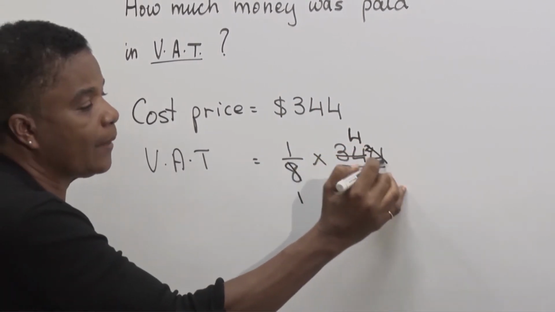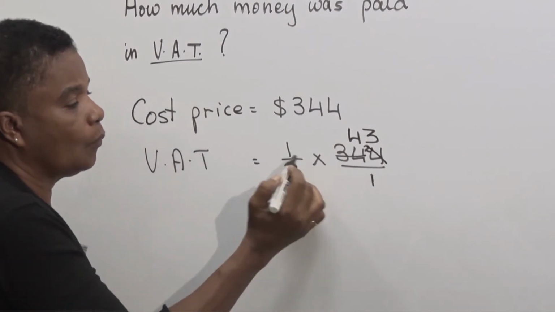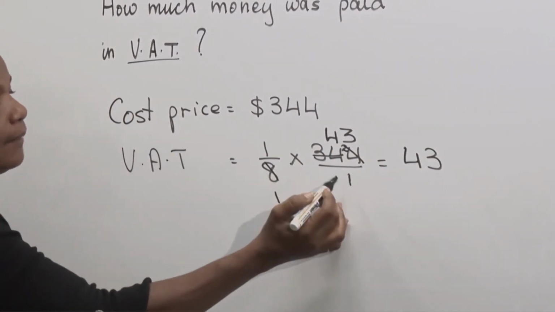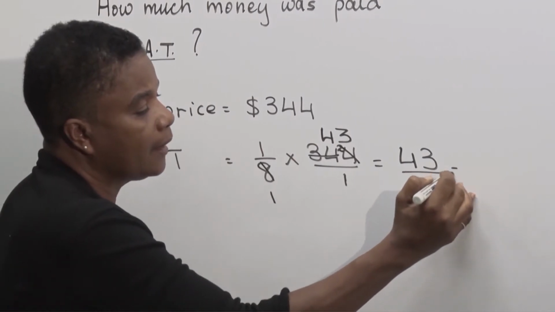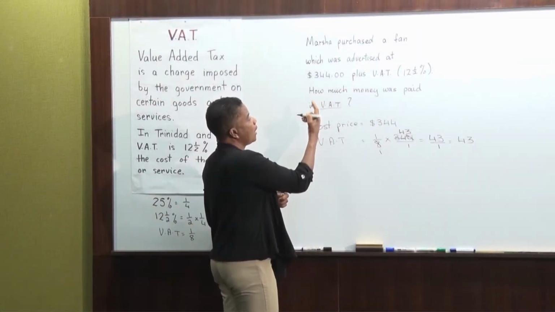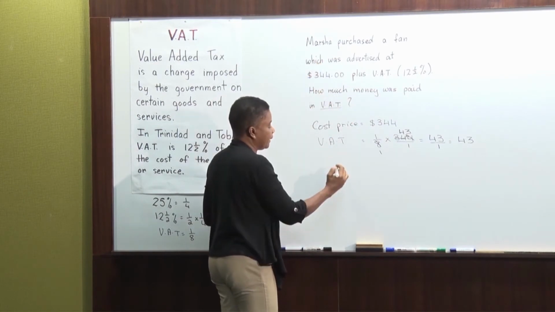8 into 24 is 3. 1 times 43 is 43. 1 times 1 is 1. And 1 into 43 is 43. So how much money did Marsha pay in VAT?